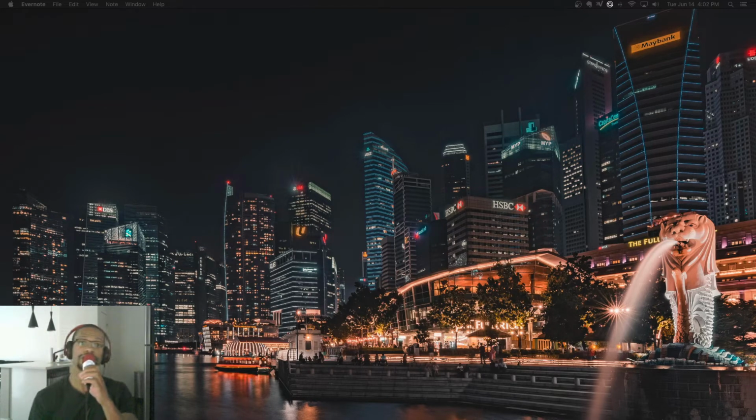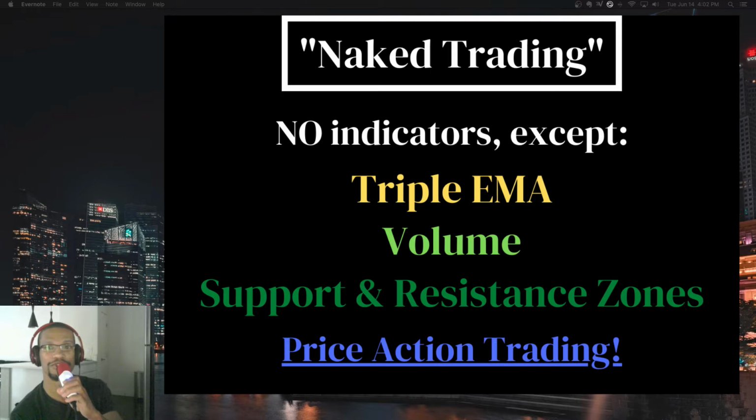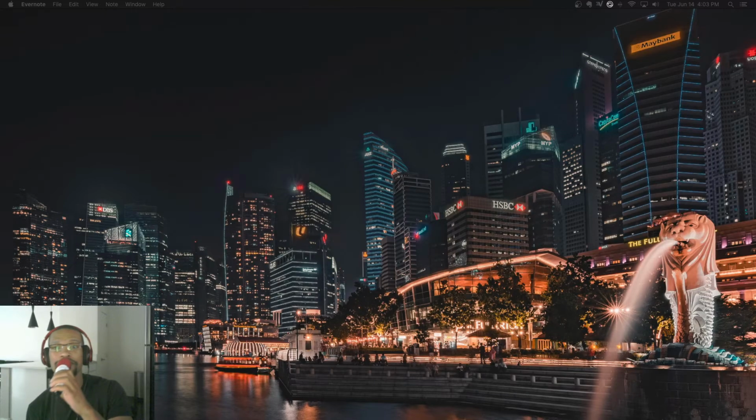I trade with the setup they call naked trading. I don't really use any indicators at all except for triple EMA, volume, and support and resistance zones. My trading is based mostly off of price action and the overall market sentiment, and I'm able to maintain a high win rate without a bunch of confusing mess all over my charts. Trading is already very complex as it is, so in my opinion, a more simplified approach is the best way to go.